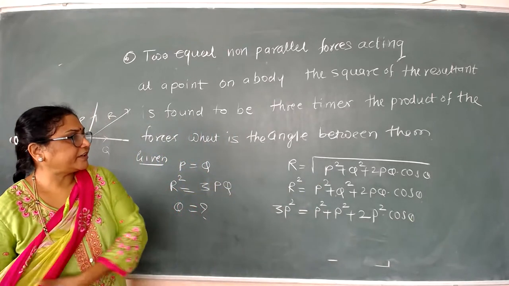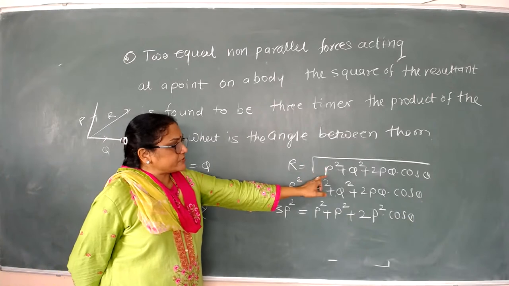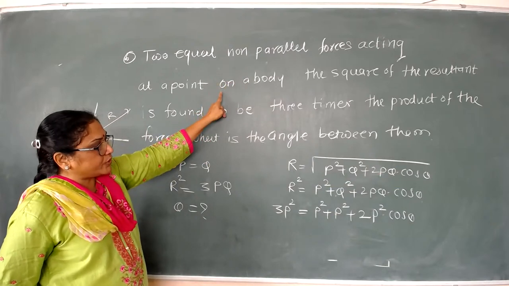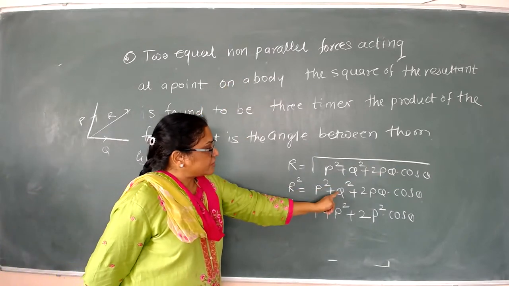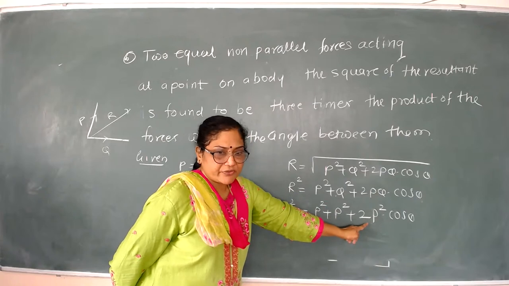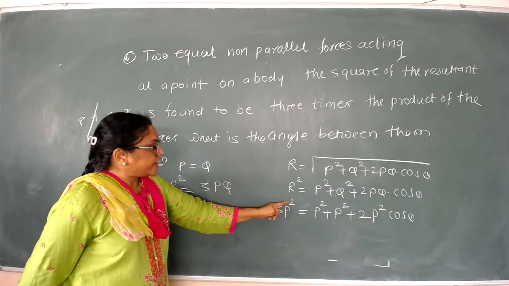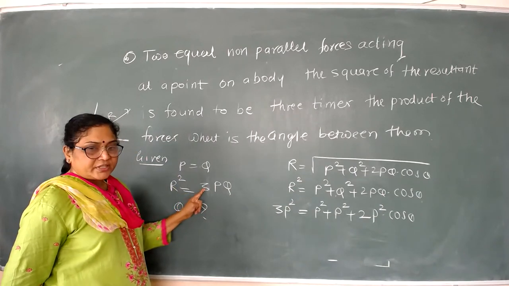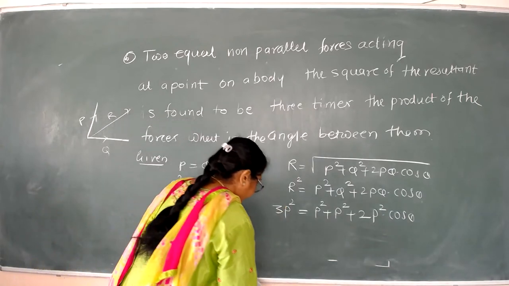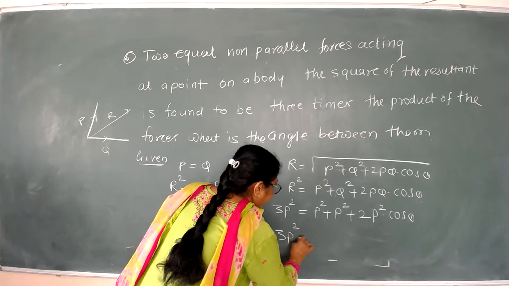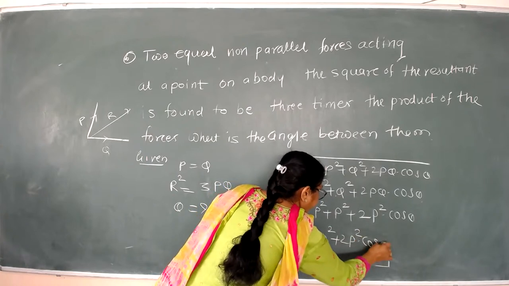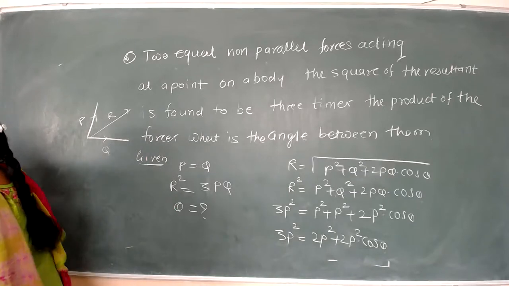So here we take the related formula, R is equal to root of P square plus Q square plus 2PQ cos theta. In this question it is given that P is equal to Q. Therefore P square as it is, Q is equal to P, and 2P into Q means 2P square into cos theta. R square is equal to 3P square. So that is 3P square equals P square plus P square, 2P square, plus 2P square into cos theta. Again simplify the equation.